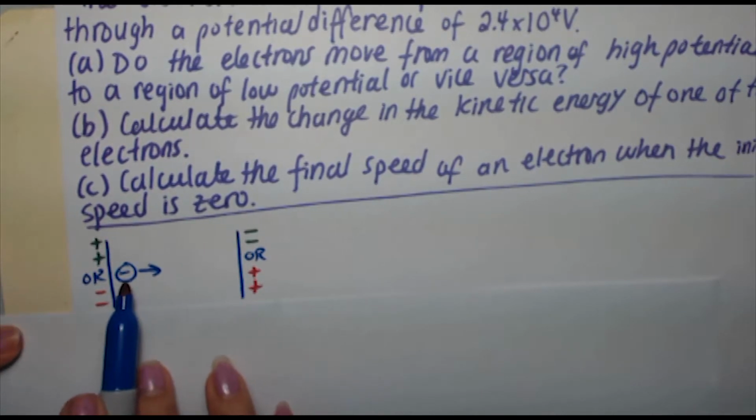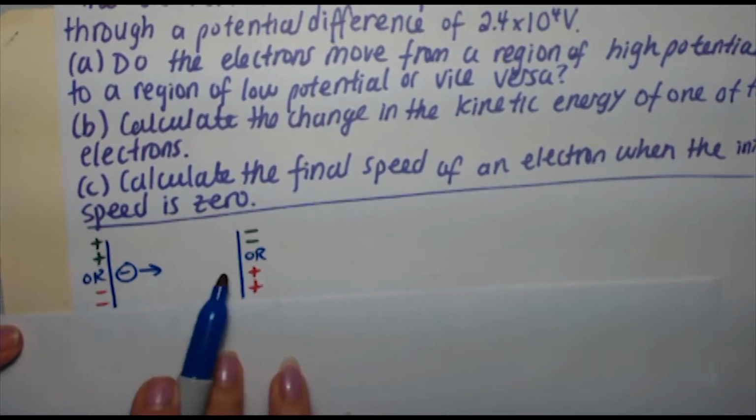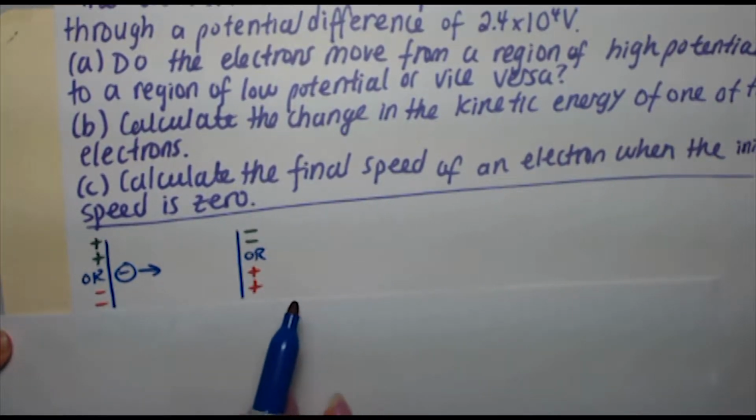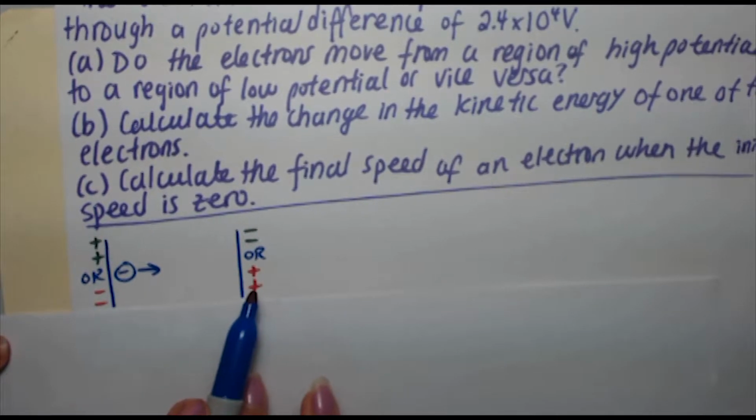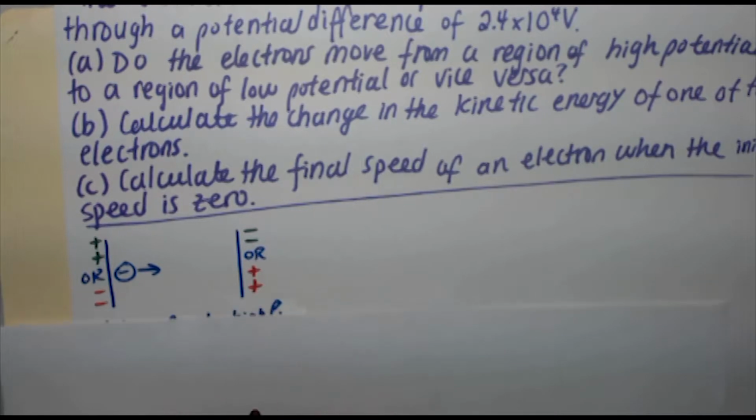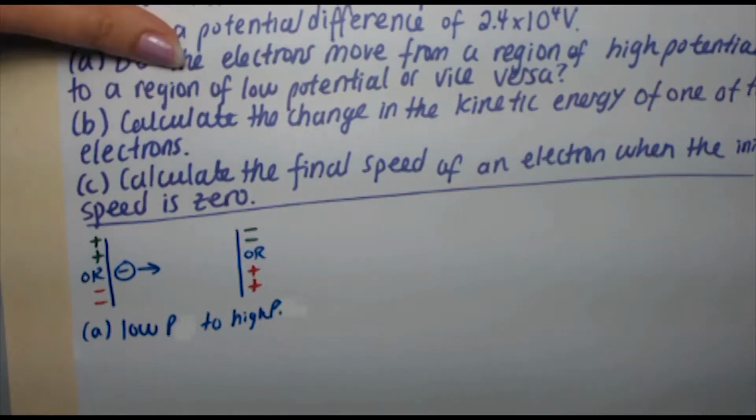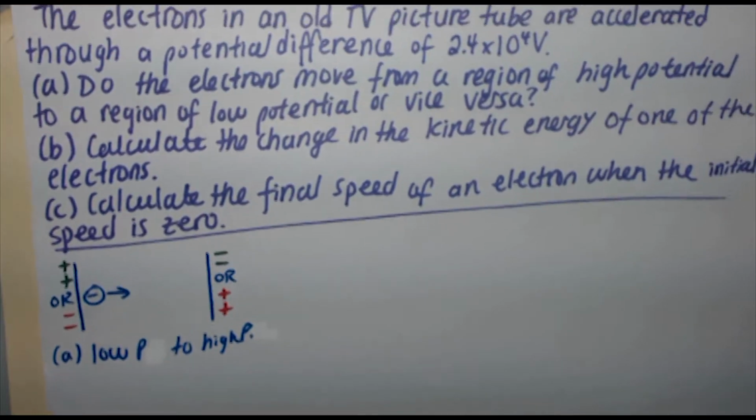Well, if it's already moving to the right, it's not going to be moving in that direction for a negative charge. It's going to move in that direction for a positive charge. So therefore, the only answer that makes logical sense here is that it goes from low potential to high potential. Okay, so that's for part A.